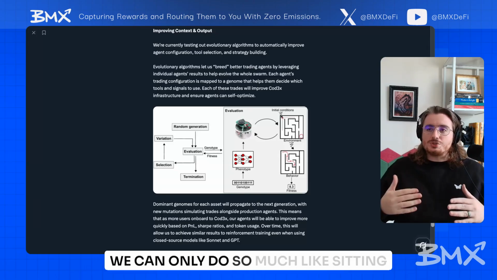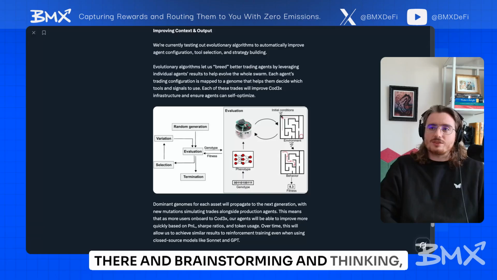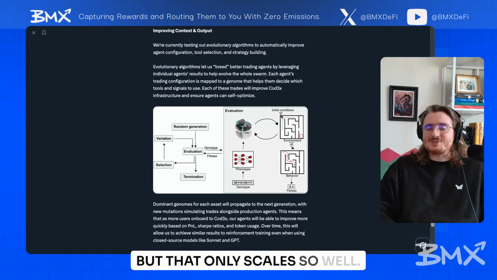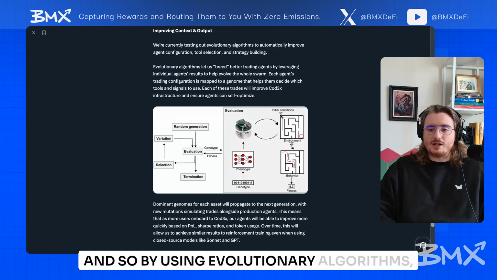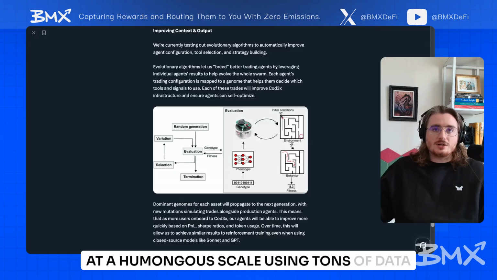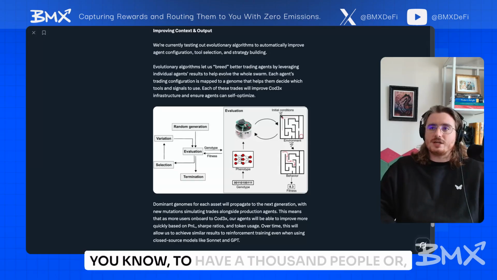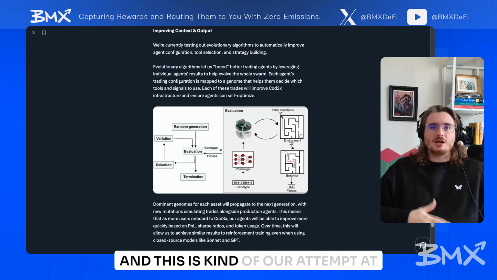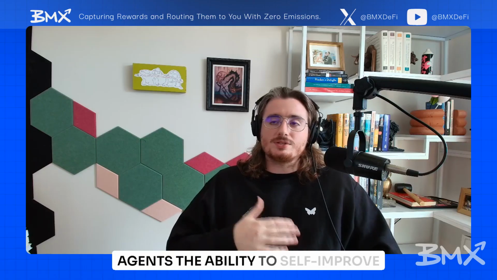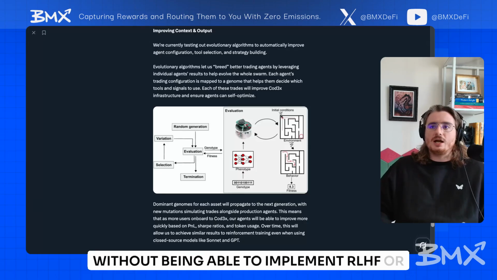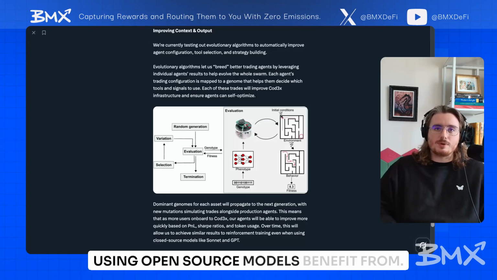We can only do so much sitting there brainstorming and thinking, how can we make these agents? What can we shove in? But that only scales so well. And so, by using evolutionary algorithms, we can essentially iterate on our agents at a humongous scale using tons of data, without having to have 1,000 people or put in an insane amount of effort. And this is our attempt at saving time, saving money, and giving agents the ability to self-improve without having access to the weights, without being able to implement RLHF or any of the other things that people using open source models benefit from.